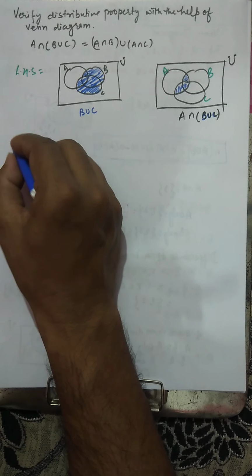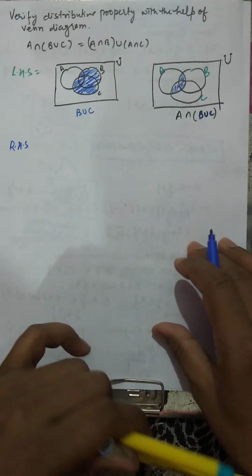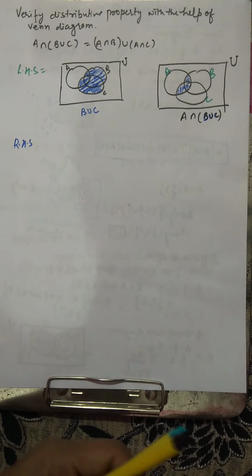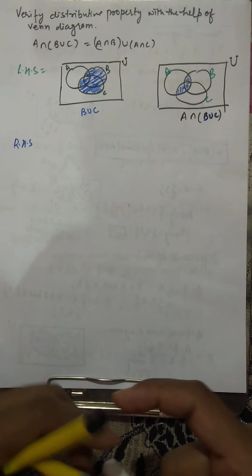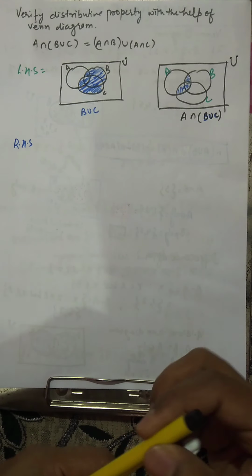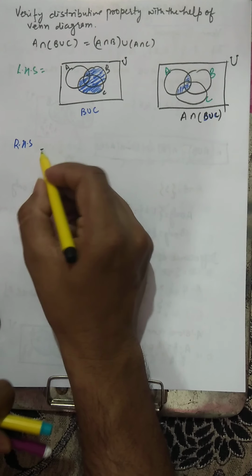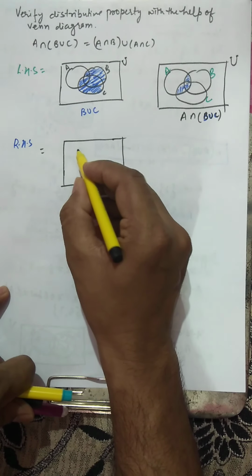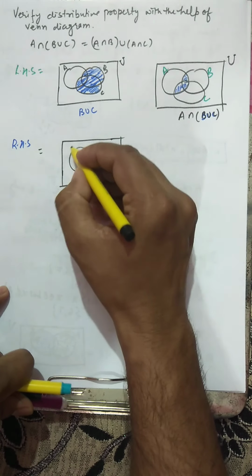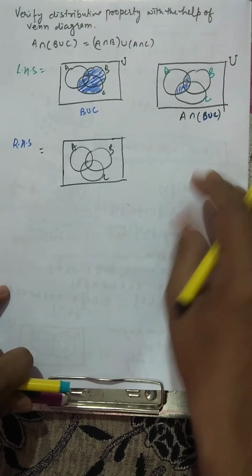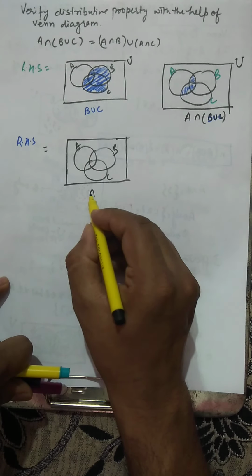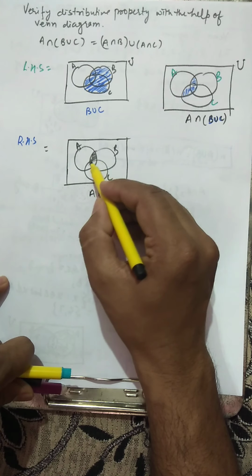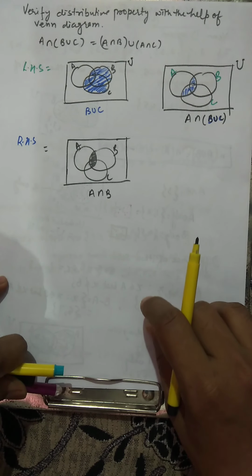Now come to right hand side. So right hand side is in two steps, and the third step will be showing the union of A intersection B and A intersection C. So one by one we'll do this. First we'll draw this Venn diagram in which I'm taking A, this is B, this is C. So first you show A intersection B. So A intersection B, I'm using this color. So A intersection B is this area.